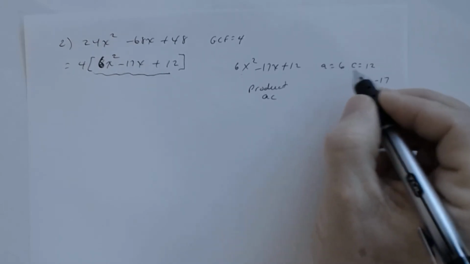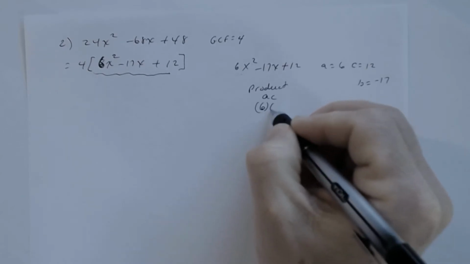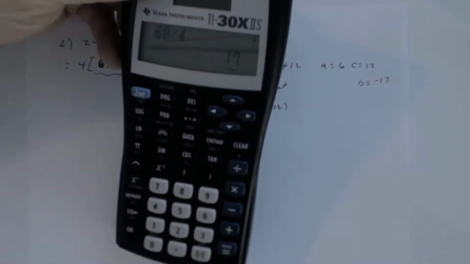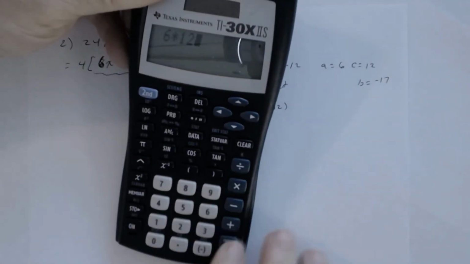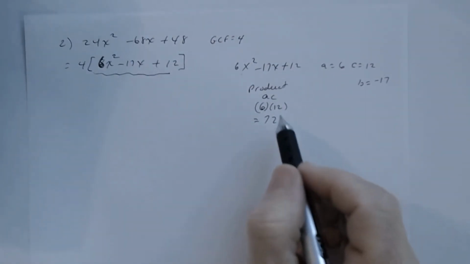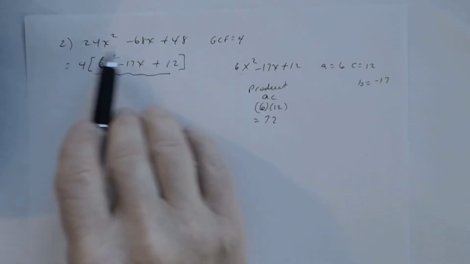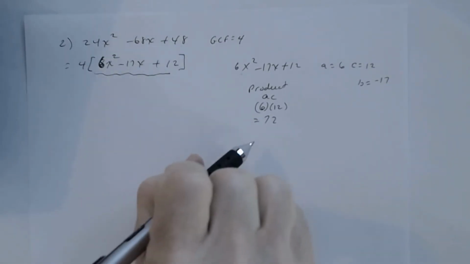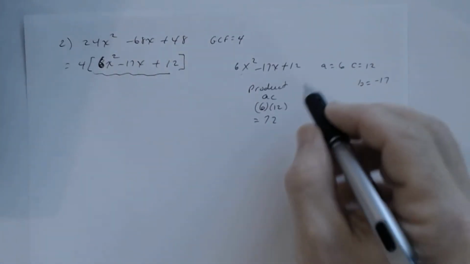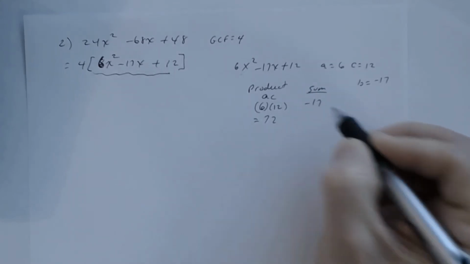And so the product then is 6 times 12, which, just use your calculator, is 72. So you see, it's so much easier to find two numbers whose product is 72 rather than two numbers whose product is this. That's why it's important you do the GCF first. Okay, so the product is 72, and I want the sum to be negative 17.